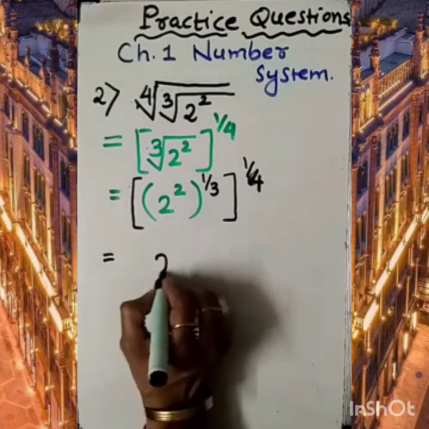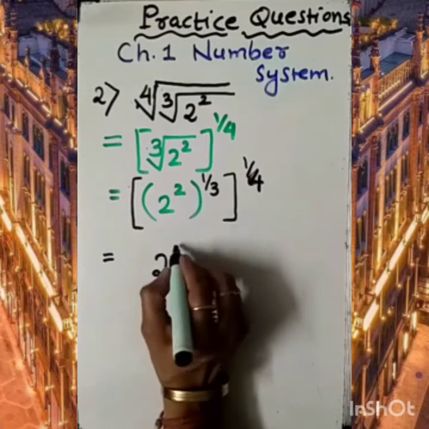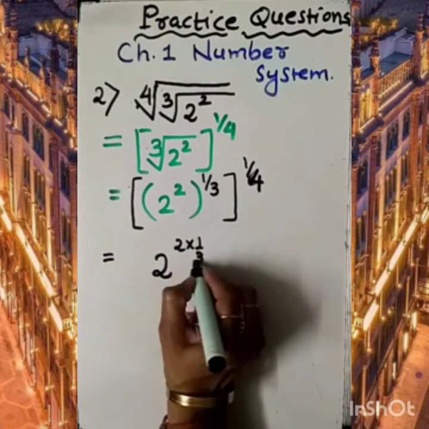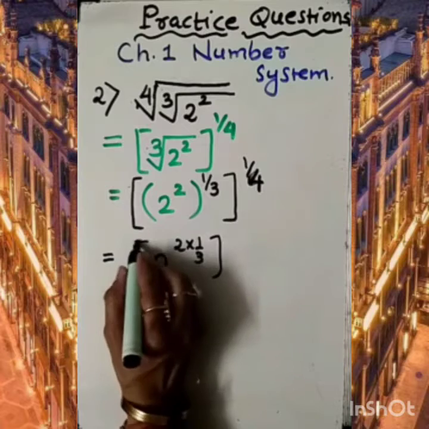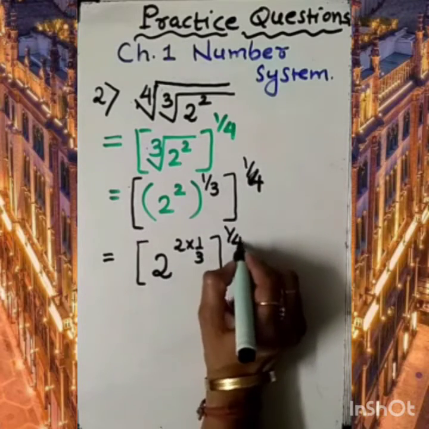So in such a case, how to solve? First of all, I am going to multiply 2 with 1/3, that is, 2 into 1/3, and let this 1 by 4th remain in the power.